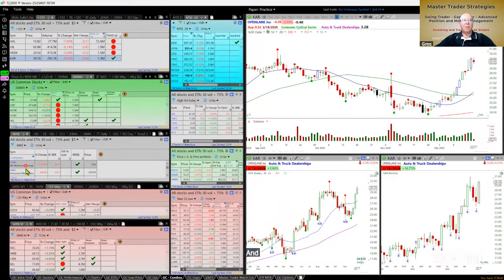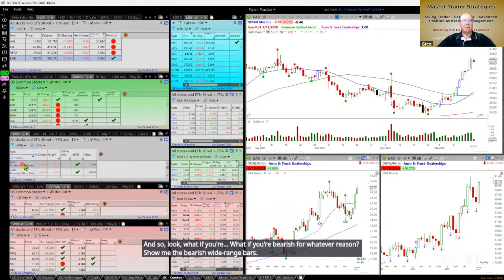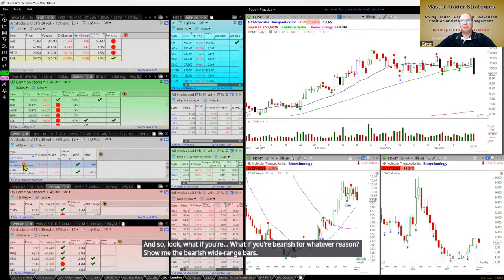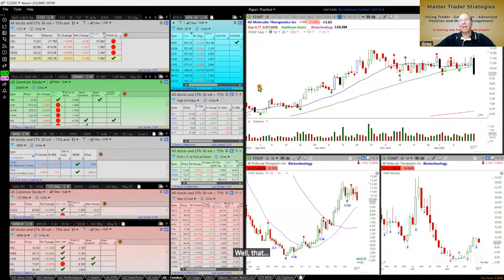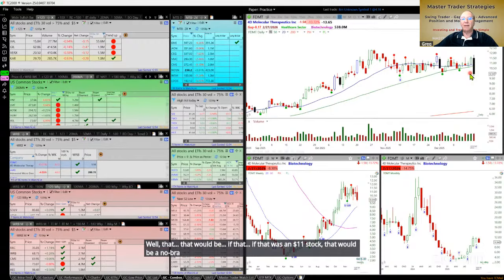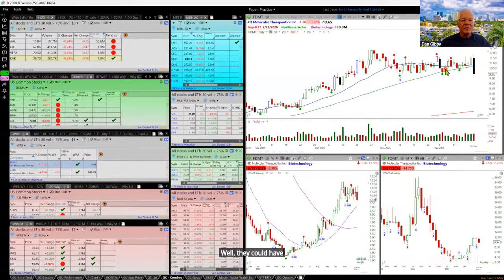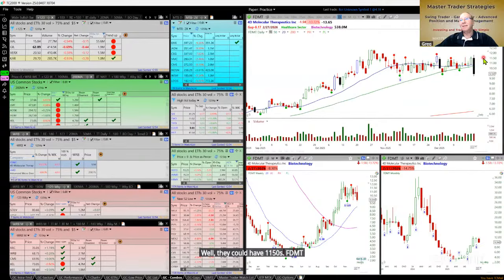And so, look, what if you're bearish for whatever reason? Show me the bearish wide range bars. Well, if that was an $11 stock, that would be a no-brainer call spread. Well, because it could have 1150s, FDMT, but therapeutics, a bio. So this is why we shy away from these bios.